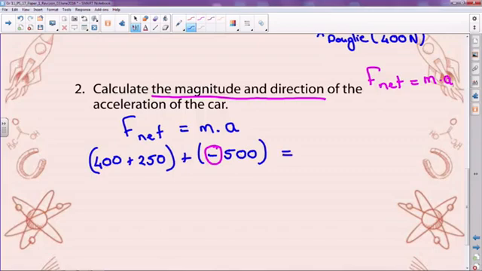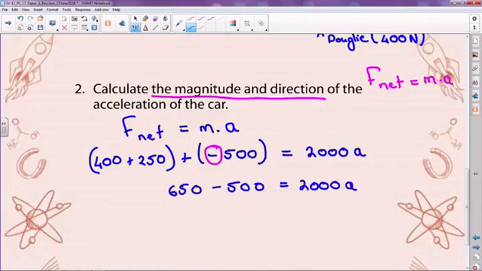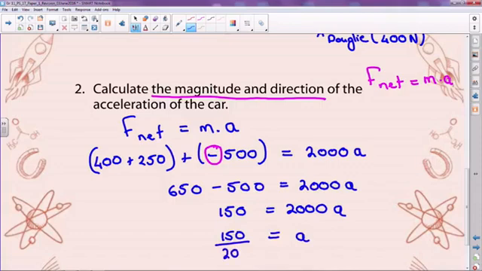Equals the mass. The mass was 2,000, and there's my a. So 400 plus 250 is 650, and I subtract 500. That's going to give me 2,000 a. So 150 is equal to 2,000 a. So my acceleration is 150 divided by 2,000.